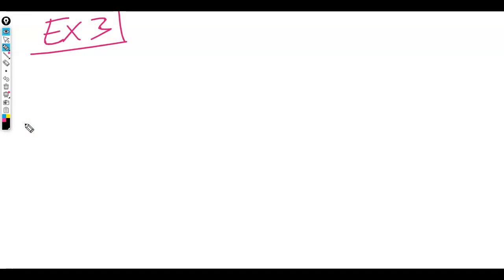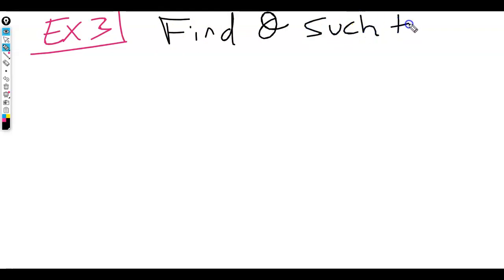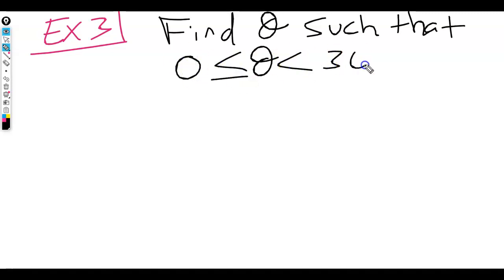So once again, we want to be finding all angles theta such that theta is between 0 and 360. In other words, where would it be located on our unit circle? All right, so let me make up a problem here. Let's say I have sine of theta equals, how about 0.3?